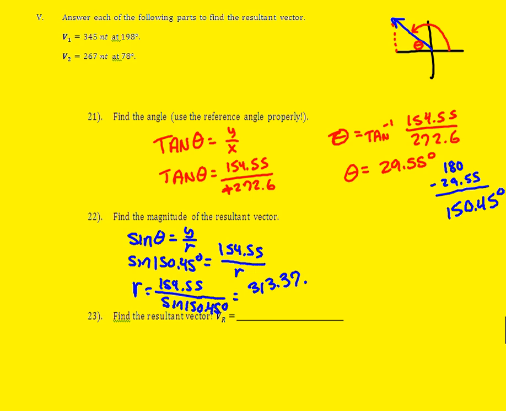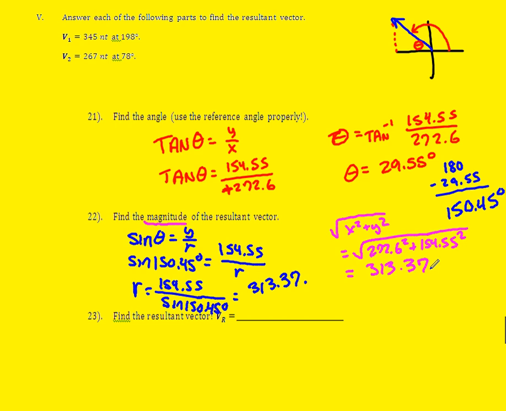And the other option that you could do, if you don't want to do it with sine, you can always say that the magnitude is the length. So I could do it with the square root of x squared plus y squared. X was 272.6, square that, and then 154.55 was my y. I square that. Taking the square root, guess what? I get the exact same answer, 313.37.